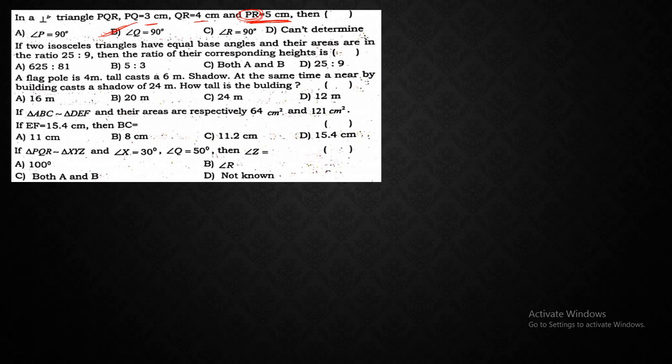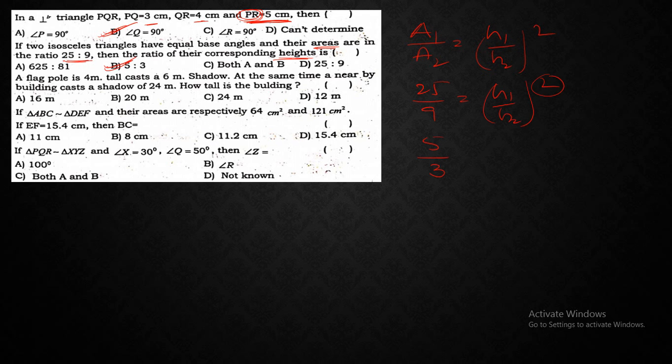Next, if two isosceles triangles have equal base angles and their areas are in the ratio 25:9, then the corresponding heights he is asking. So directly we can say, here he is talking about areas and heights. So A1 by A2 is equal to height 1 by height 2 whole square. So 25/9 is equal to h1 by h2 whole square. When I transpose, the square becomes square root, this gives me 5 by 3. So the answer is 5:3.